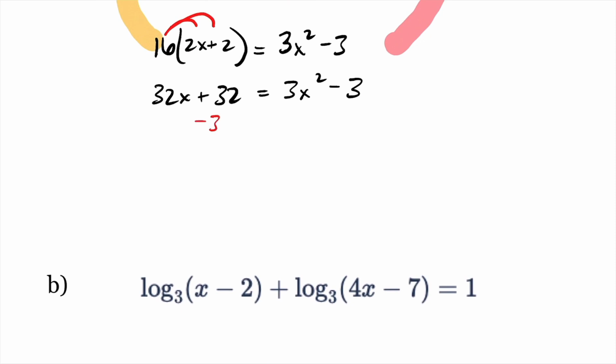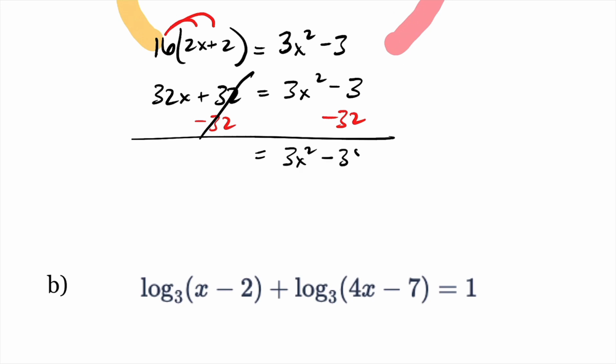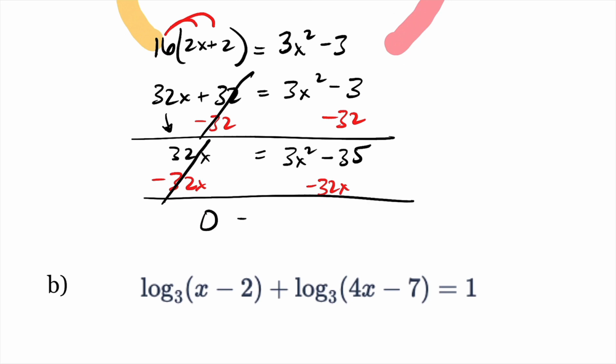So I'm going to subtract 32 first because I can subtract that from negative 3. I get negative 35. Bring down the 32x. Now I can subtract 32x, but I don't have anything to subtract it from, so it's going to go right in the middle. It's going to be my b term. Set it equal to 0, done.